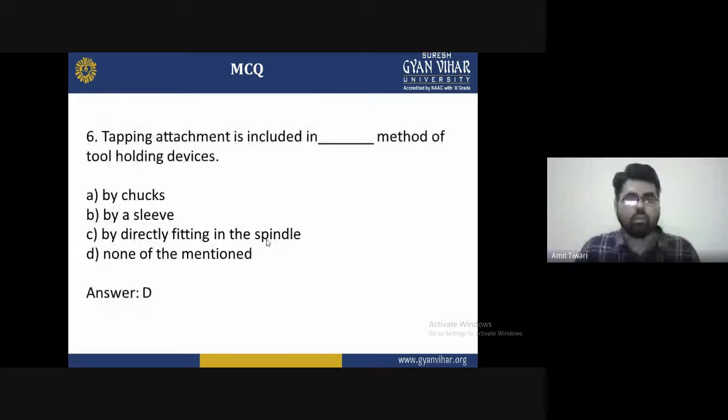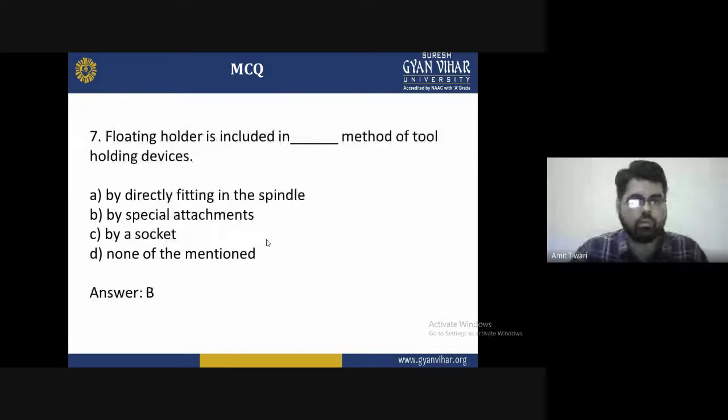Next question: the tapping attachment is included in the dash method of tool holding device. The options are A, by chucks; B, by sleeve; C, by direct fitting in the spindle; and D, none of the mentioned. So the correct answer is D, none of the mentioned. Seventh: a floating holder is included in the dash method of tool holding device.